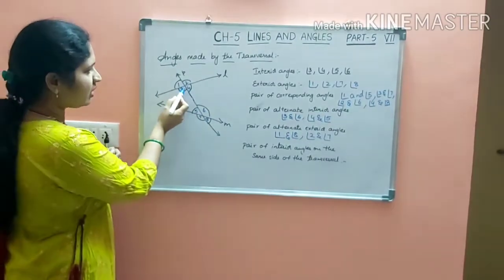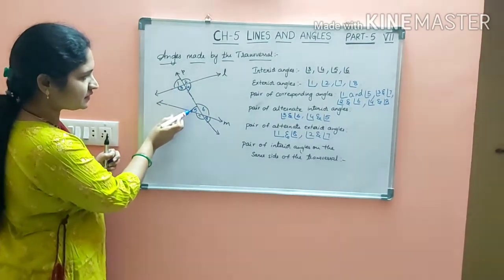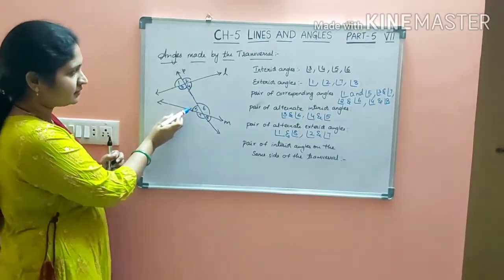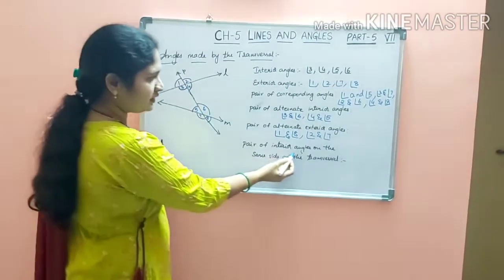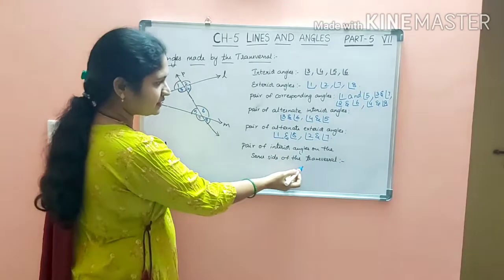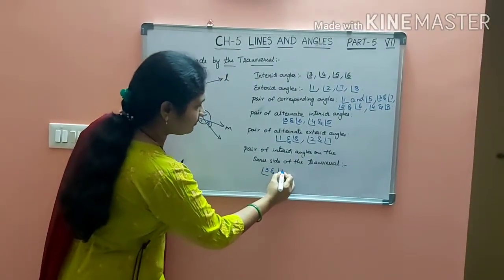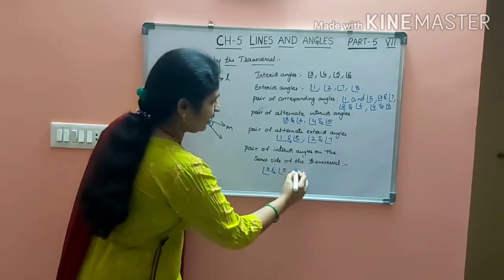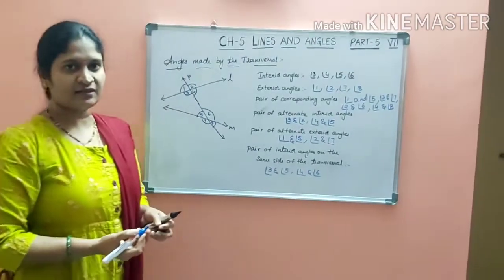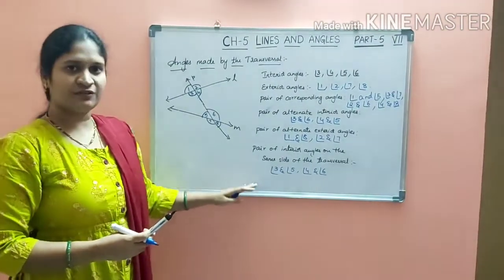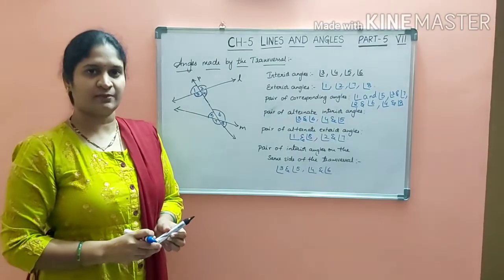In this, in the interior angles, which are on the same side of the transversal, 3 and 5. Similarly, 4 and 6. So, the pair of interior angles on the same side of the transversal are angle 3 and angle 5, comma, angle 4 and angle 6. Is this clear? Just go through the definition children and remember the keywords. It will be very easy for you to remember. Clear?